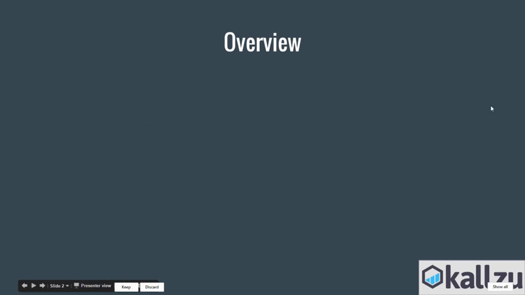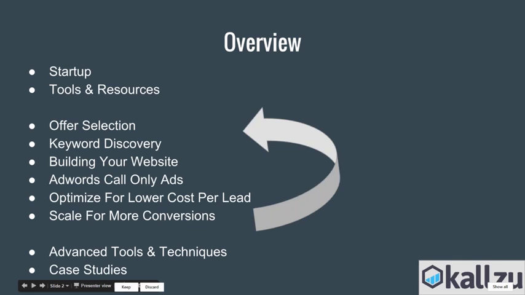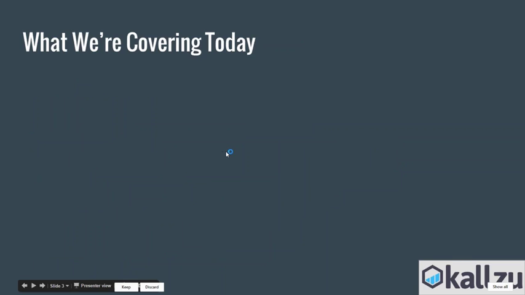So let me just go through this really quickly, and I'll come back to the chat box. So if you're new, this is our process. I always run through this. Our process is very simple. Offer selection, keyword discovery, build the website out, set up your call-only ad campaigns, optimize and scale, wash, rinse, repeat, over and over and over again, right? That's the process.